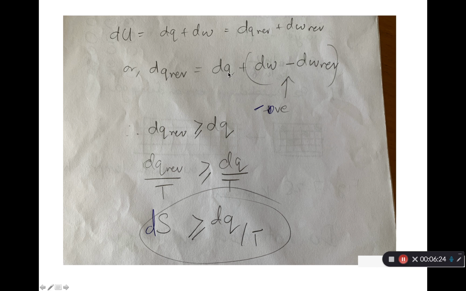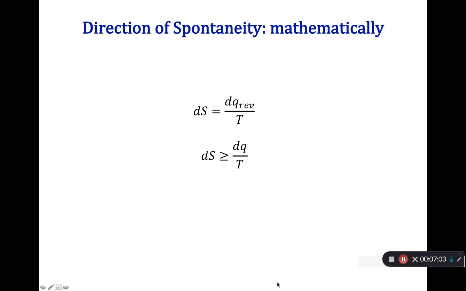I can rearrange the two right-hand parts of this equation to write the differential change in reversible heat as the flow of heat plus the difference between the work done minus the reversible work done. Now the reversible work is always higher than non-reversible work, which means that this quantity in parentheses must be negative. And if this quantity is negative, then dq reversible is always greater than dq, which means dq reversible divided by temperature is always greater than dq divided by temperature, or a differential change in entropy is always greater than or equal to a differential heat transfer divided by the temperature. And this gives you the mathematical direction of spontaneity.